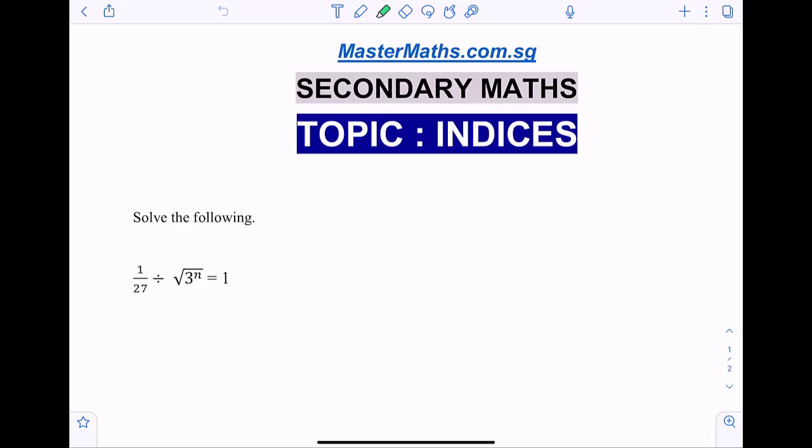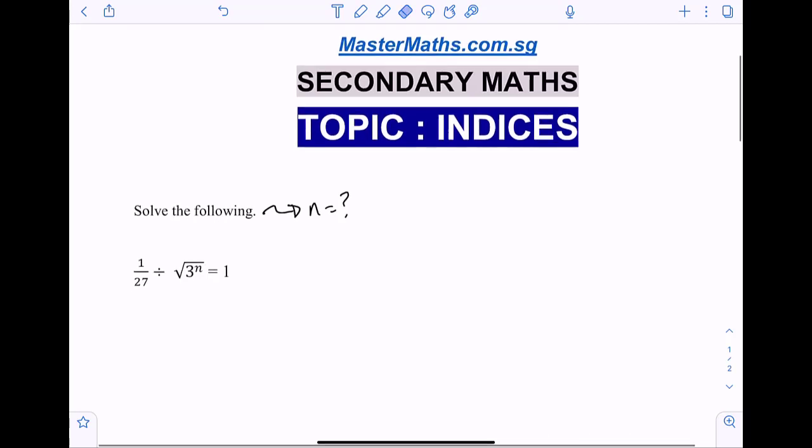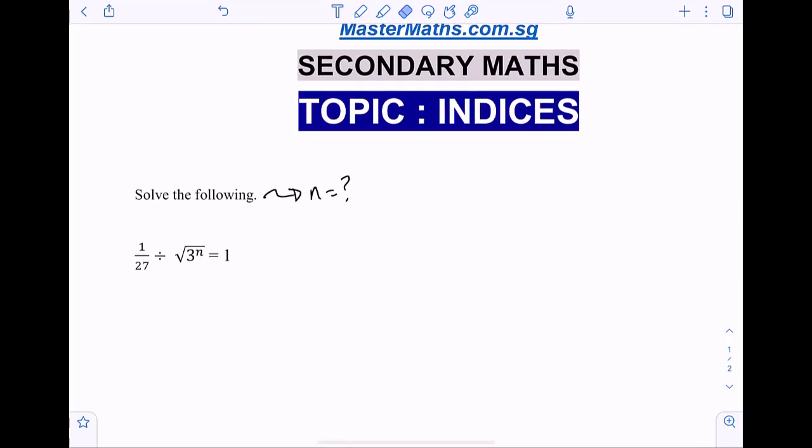Solve the following, which means we need to find the unknown, which is the value of n in this case. So this is an indices problem whereby all the bases can be changed to the same base. Okay, so 27 can be changed to 3 to the power of something, and this 3 is already there. Even all these 1s can be changed to 3 to the power of something.